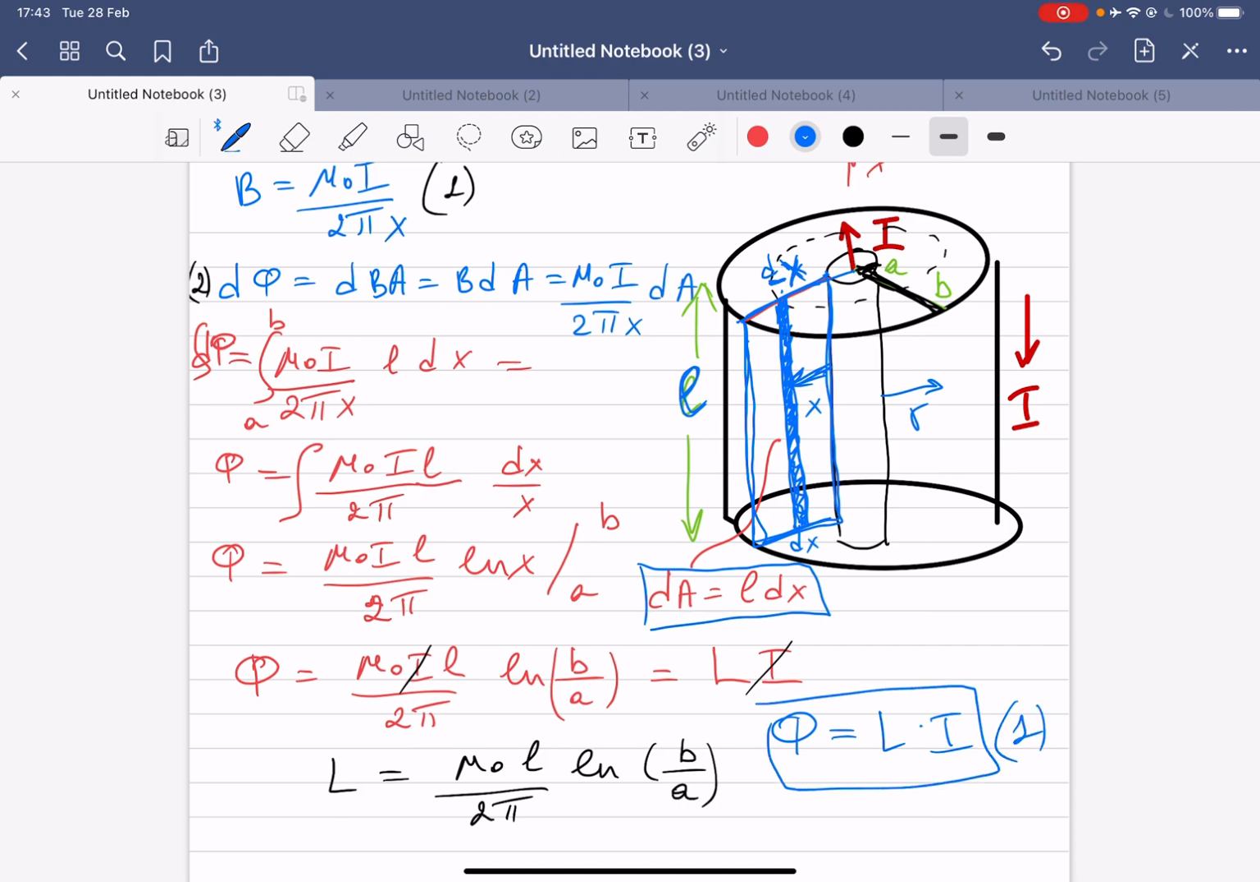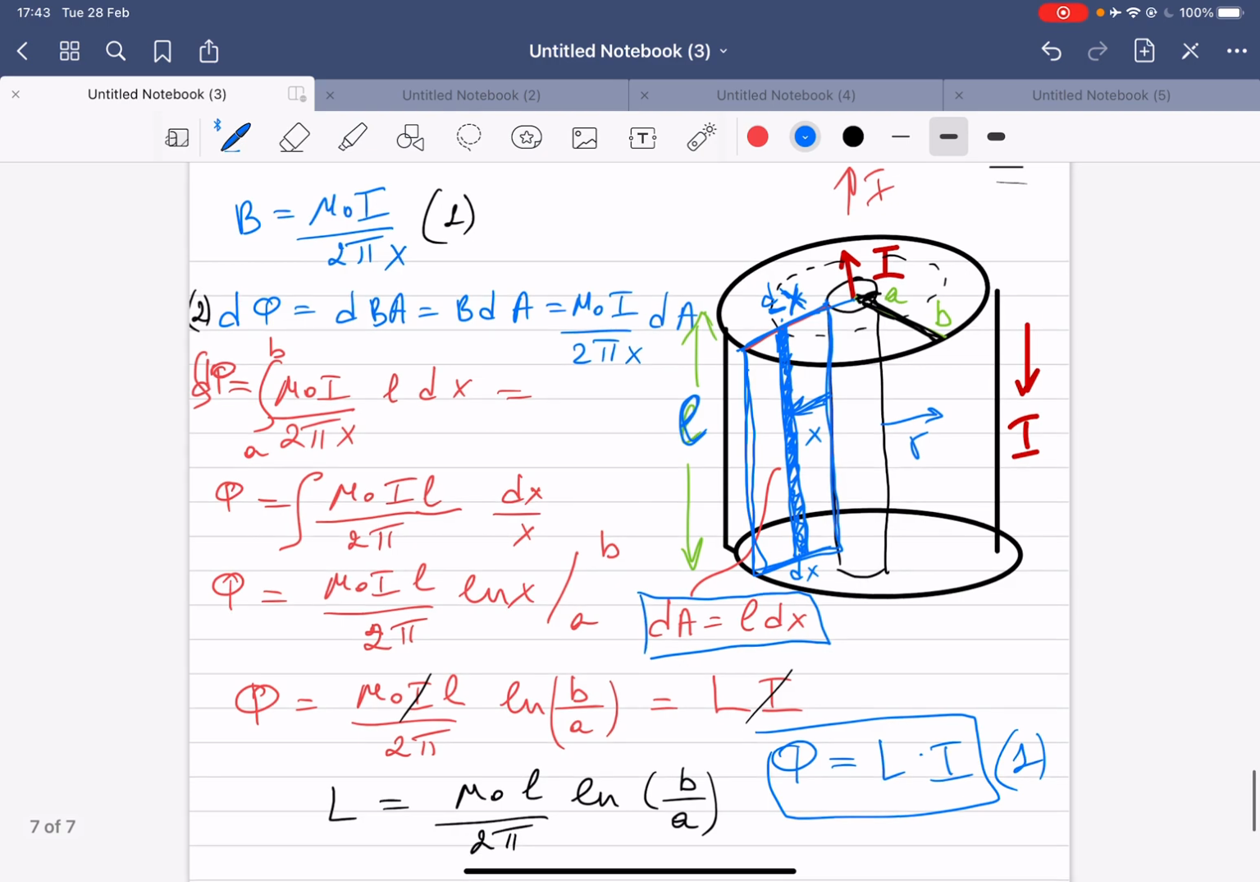The second formula will start from the beginning, where B is equal, when you have a single wire, to mu naught I divided by 2 pi r, which is also 2 pi x. So this is your second equation. Now we want to find this flux in this very small area. Okay, this is the small area, which will be equal to dΦ = B dA.